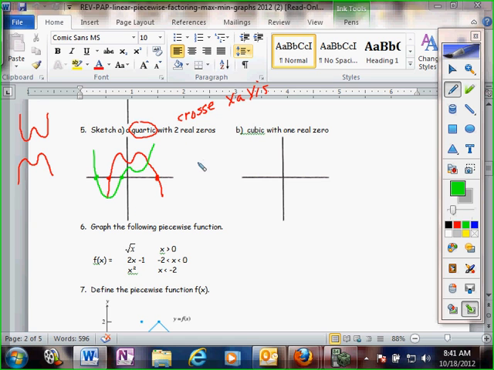I'm going to leave B to you. We want a cubic function that has 1 real zero. Remember that cubic function has to have this basic shape. You have to remember those parent functions, those basic shapes.